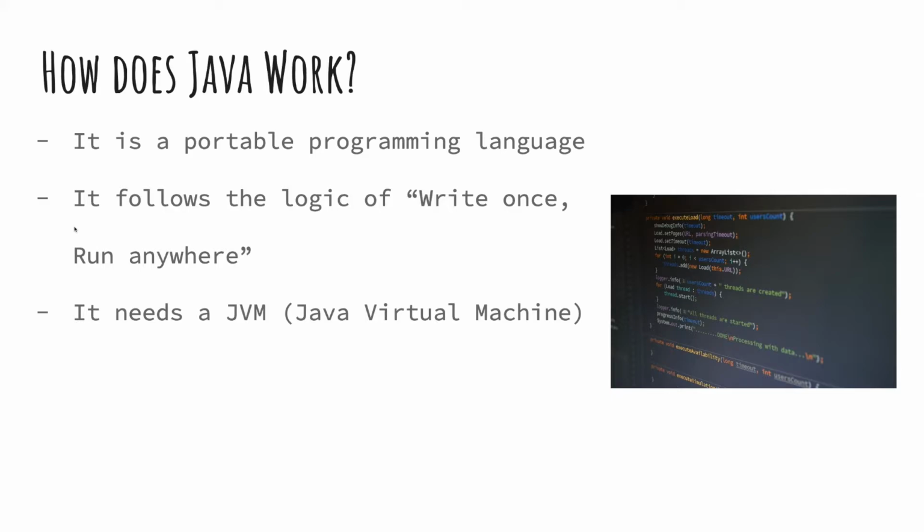Most programming languages, when Java was first made, you'd have to write the code and then recompile it for every single computer that you'd want it to run on. Instead, with Java, you just write the code and you can expect it to run the same on any machine you want.